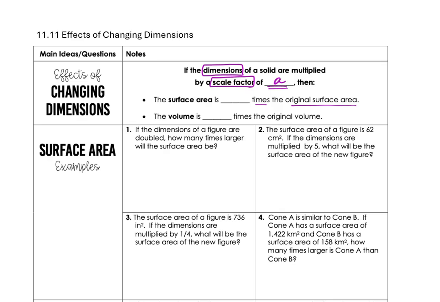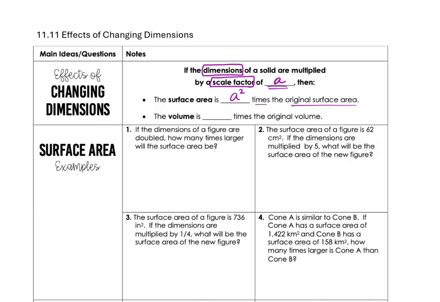Did you say it, Genesis? I didn't hear you. I heard something. What? Not B. What are we going to do to A? We're going to square it, right? It's A squared times bigger as a surface area if it was A times bigger as a scale factor, okay?